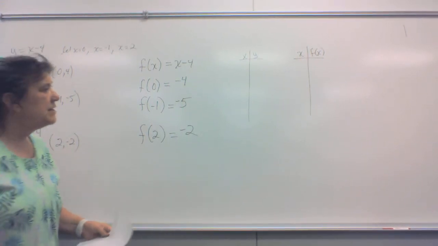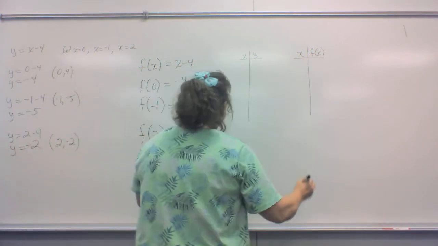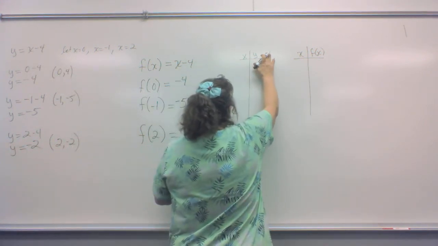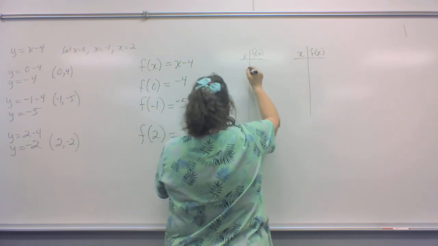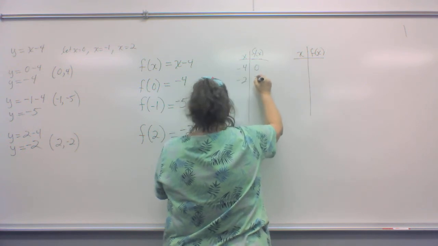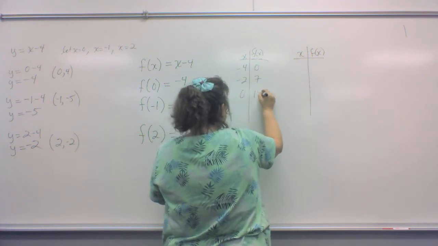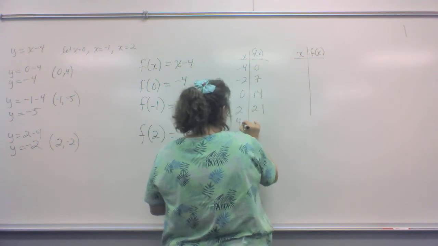So one of the things they're doing in problem number 7 and 8, they give you a chart such as -4, 0, -2, 7, 0, 14, 2, 21, and 4, 28.